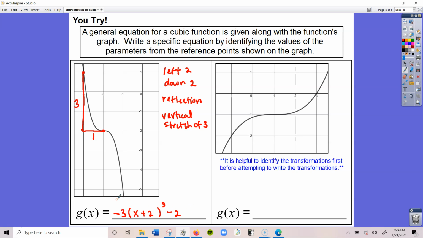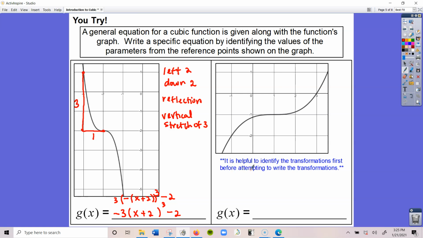Another possibility would be 3 for the vertical stretch, parentheses, and then if I decide to put the negative with the x, we would put the negative here, but then we would have to open a second set of parentheses for the x plus 2. So both of these are acceptable answers. So just again to reiterate, if you have a reflection on the y-axis or any kind of horizontal dilation, we need that second set of parentheses and you would write those numbers in that little space.